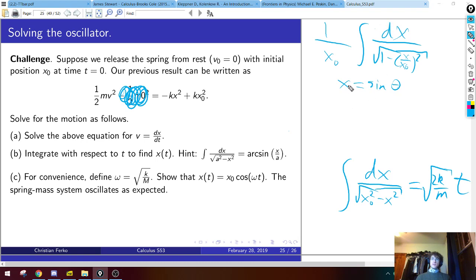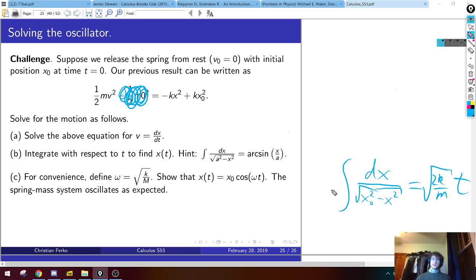So at the end of the day, arcsine of x over x0, because we u-subbed. So that's how you prove it, that it's arcsine. You have to factor out this thing and then do the trig sub. Well, that's fine though, because we spent a whole chapter doing that. So that means basically arcsine of x over x0 equals root 2k over m t.